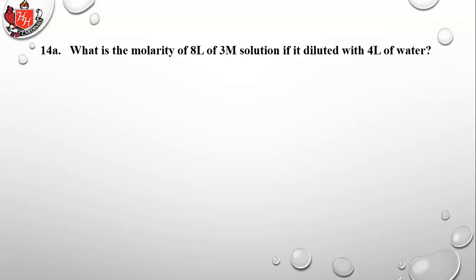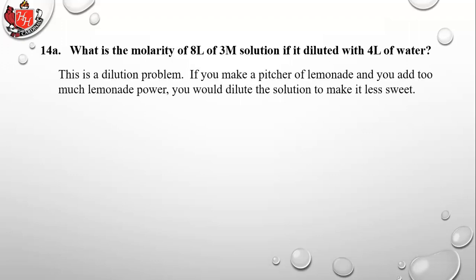Now there's a trick in this problem. You got to be careful in these types of problems. This problem is a dilution problem. If you make a pitcher of lemonade and you add too much lemonade powder, you would dilute the solution to make it less sweet. So it's a simple formula. It's the molarity before you added the water times the volume before you added the water is going to equal the molarity after you added the water. That's the M2 times the volume after you added the water.